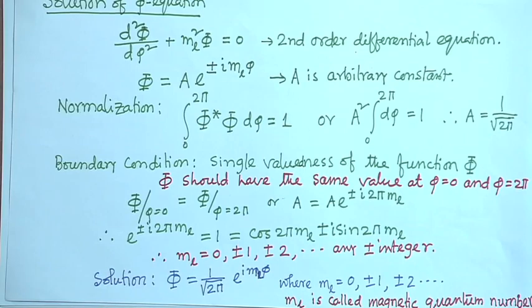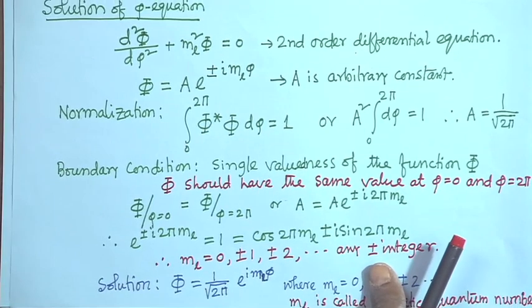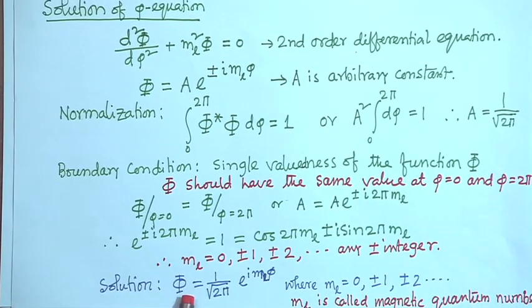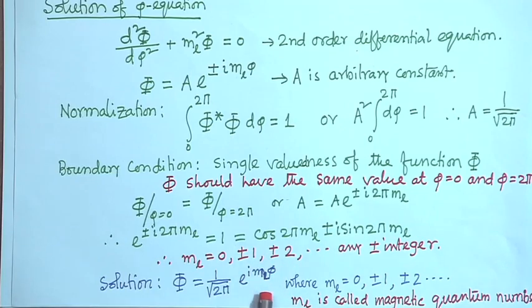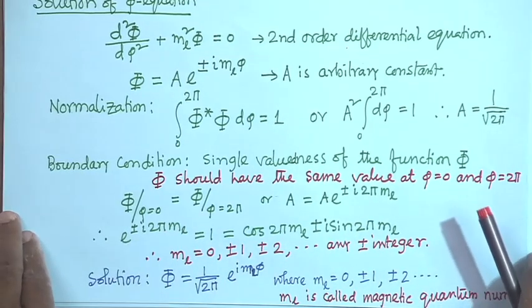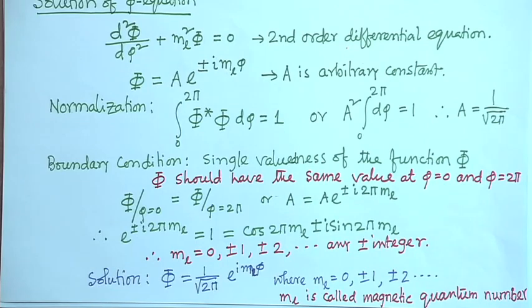So, for the phi equation, what is the solution? Phi equals 1 by square root of 2 pi, e to the power i ml phi. Plus minus I have not taken, because ml itself we are taking as a plus or minus integer value. Okay. So, this is the solution of the phi equation, and from here we saw the nature of the wave function.